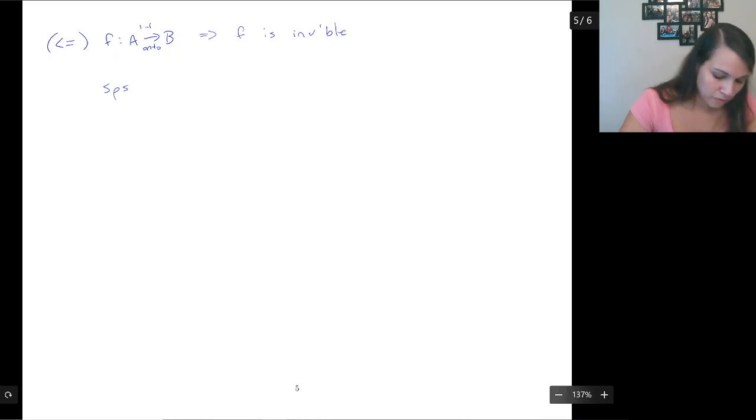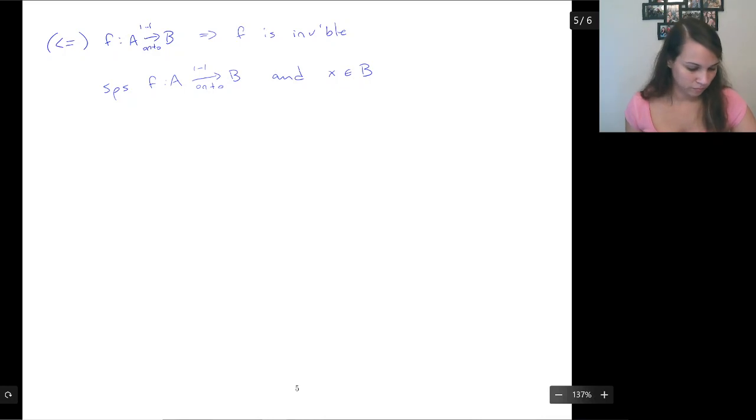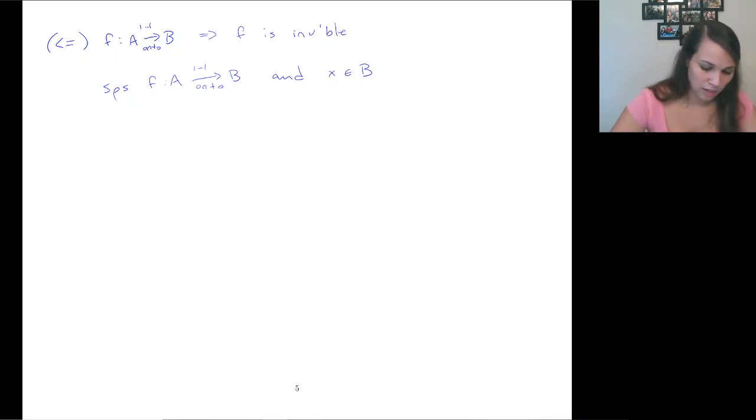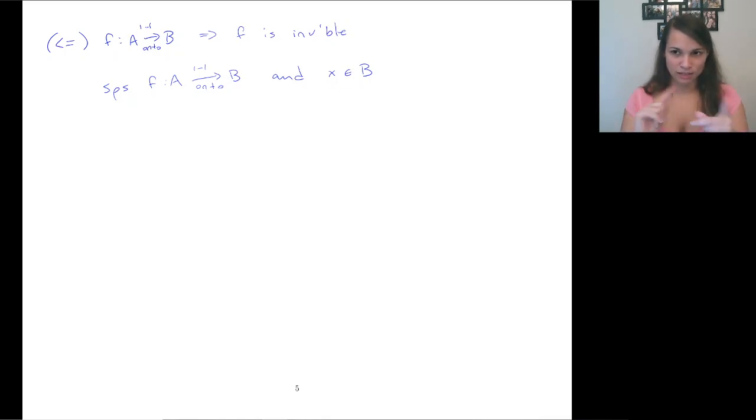So let's start our proof. Suppose F going from A to B is one-to-one and onto, and that X is going to be an element of B. Since F is onto, the big idea is we have to find the G that's going to work so that we can get this composition. That's the big goal. We want to find the G so we can do G composed with F is the identity, F composed with G is the identity.